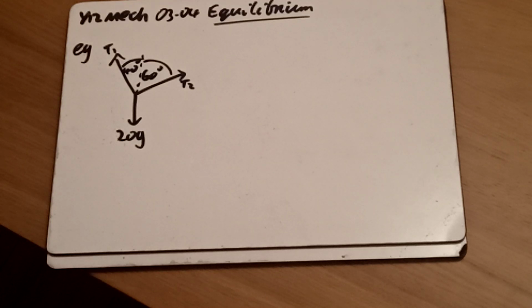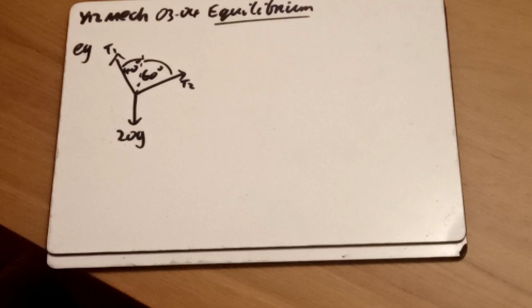Okay, in this lesson we're going to look at equilibrium. Now, equilibrium is where all the forces balance out, so that there's no resultant force, which means the body is either stationary or it's moving with constant velocity. A few ways of doing it.